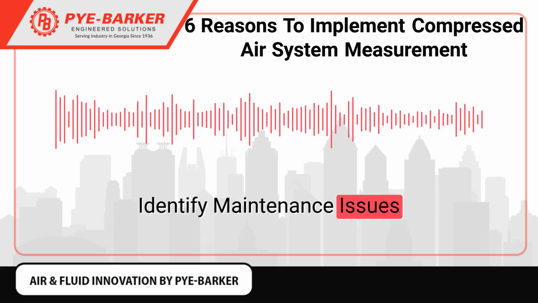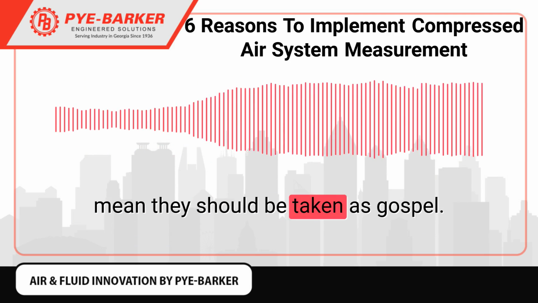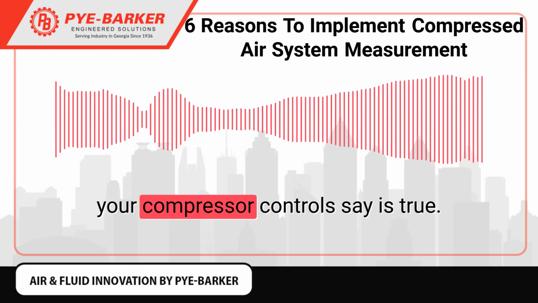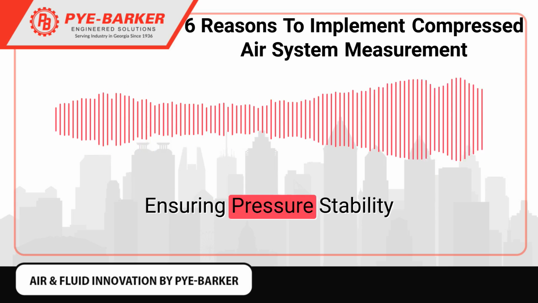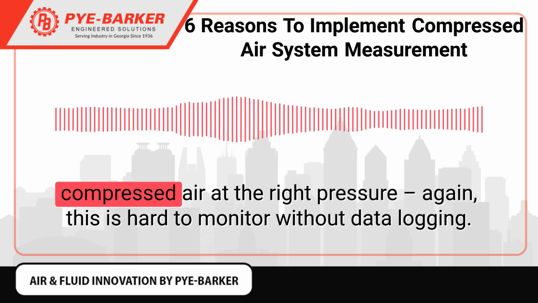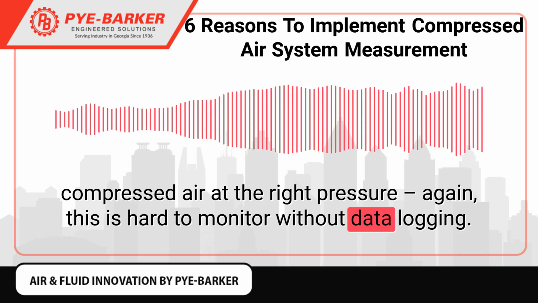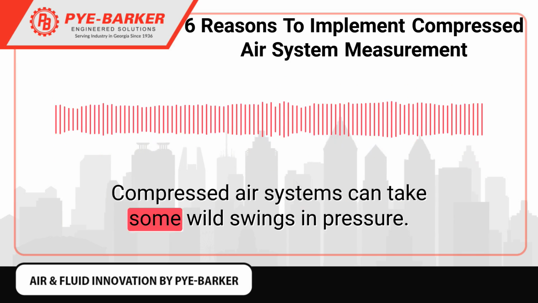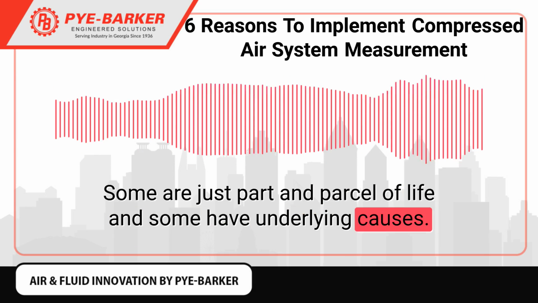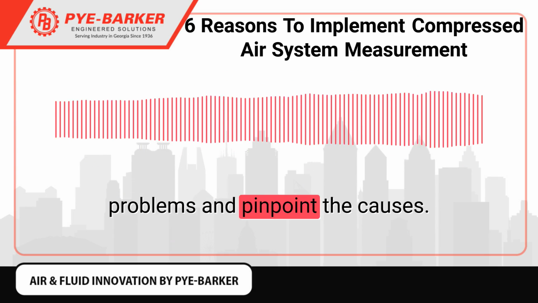Identify maintenance issues. Just because the compressor controls say everything is functioning properly doesn't mean they should be taken as gospel. Having a measuring system in place means you can verify that what your compressor controls say is true. Ensuring pressure stability. One of the common goals of a compressed air system is to provide a steady supply of compressed air at the right pressure. Again, this is hard to monitor without data logging. Compressed air systems can take some wild swings in pressure. Some are just part and parcel of life and some have underlying causes. With data, it can be possible to identify recurring pressure problems and pinpoint the causes.